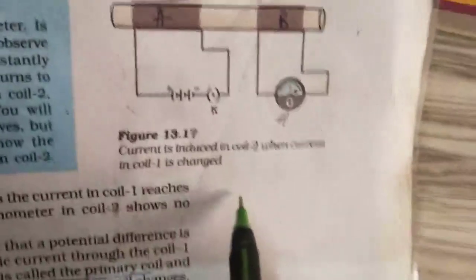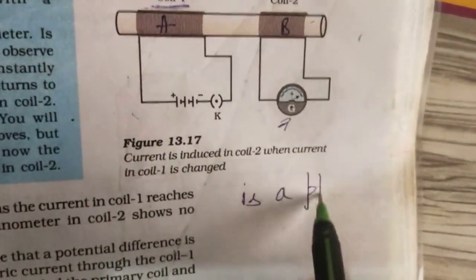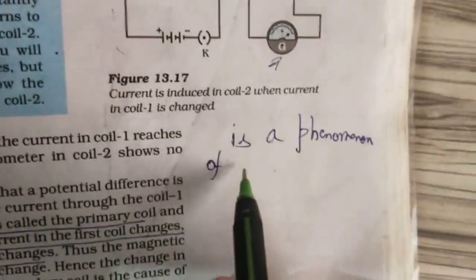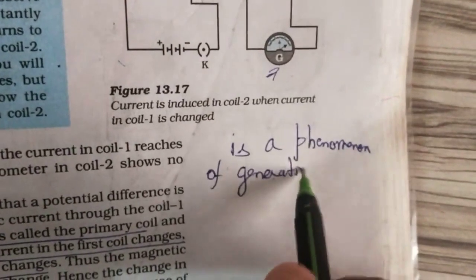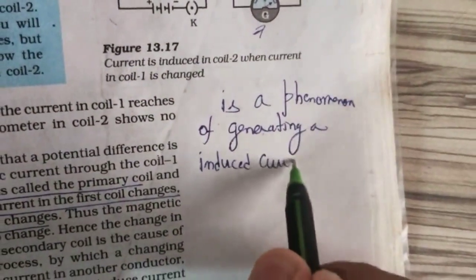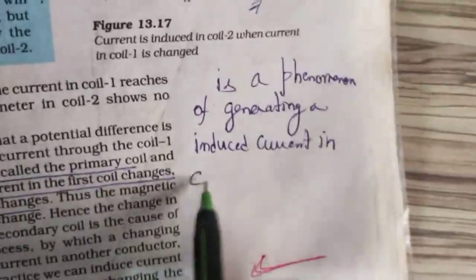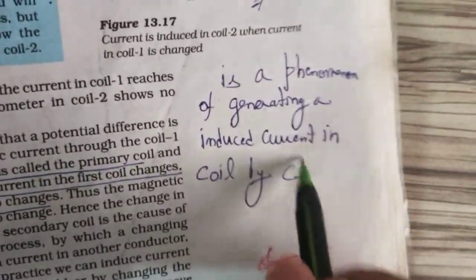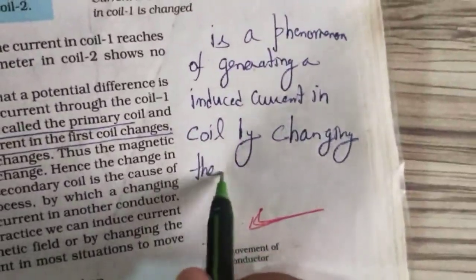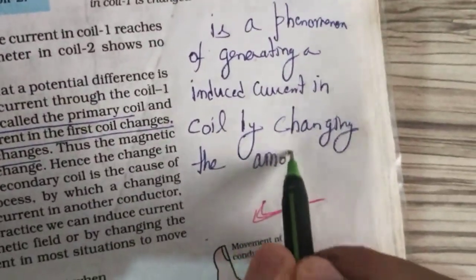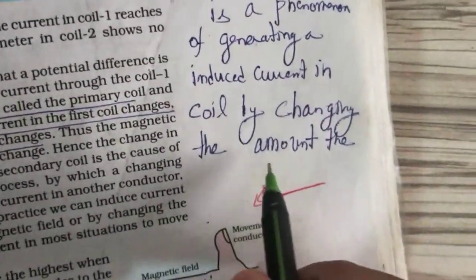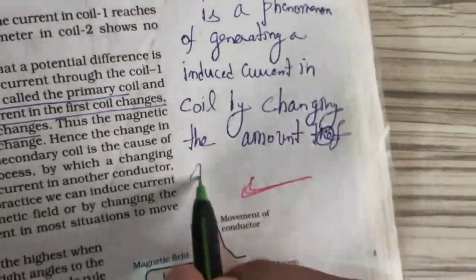Electromagnetic induction is a phenomenon of generating an induced current in a coil by changing the amount of magnetic field linked with the coil.